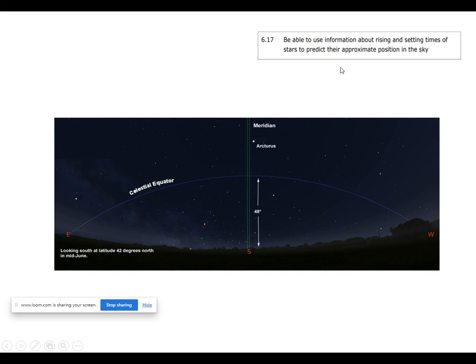And then be able to use information about rising and setting times of stars to predict their approximate position in the sky. Looking south, there is about equal time between here and here as there is between here and here. So if there are 10 hours between rising and setting, then 5 hours after rising you would expect it to be culminating, crossing the meridian at its highest point and being the best time for observations.